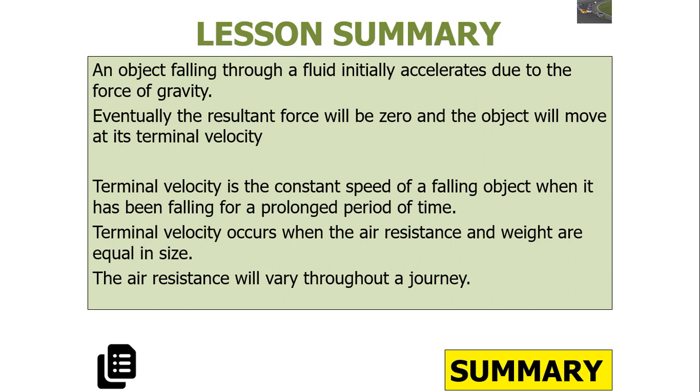And then finally, an object falling through a fluid initially accelerates due to the force of gravity, but then eventually the resultant force will be 0 and the object will move at its terminal velocity. And the terminal velocity is the constant speed of a fallen object when it's fallen for a prolonged period of time, because it takes time for those stages to occur. And the terminal velocity occurs when the air resistance acting against the motion and the weight acting downwards are an equal size, and it's the air resistance that is varying throughout the journey, not the weight.